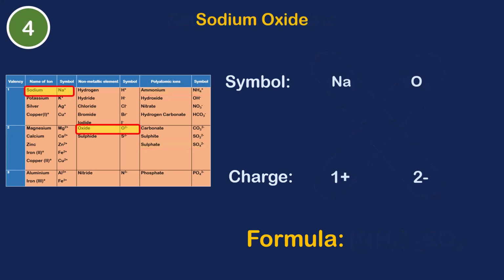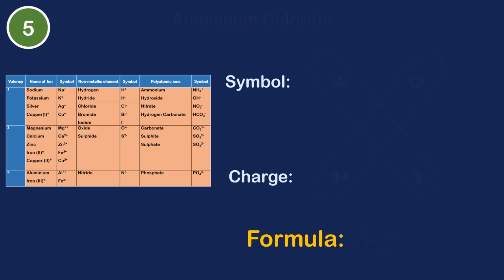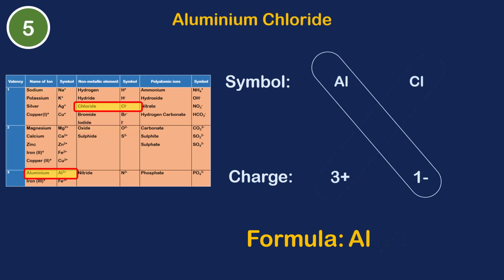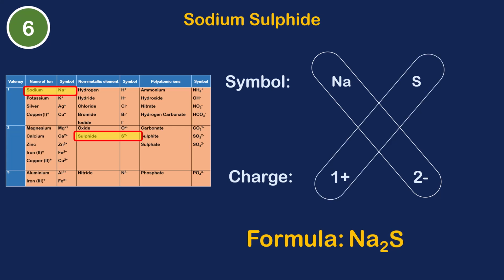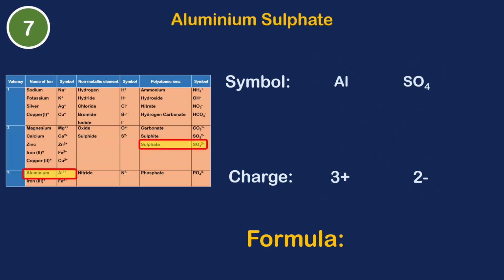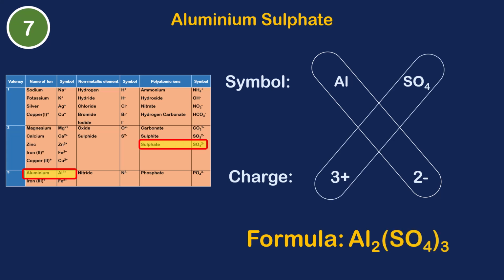Next, sodium oxide. Cross the numbers and get Na2O. What about aluminium chloride? AlCl3. Similarly, sodium sulfide? Correct, Na2S. Oh, what about aluminium sulfate? This one is Al2(SO4)3.